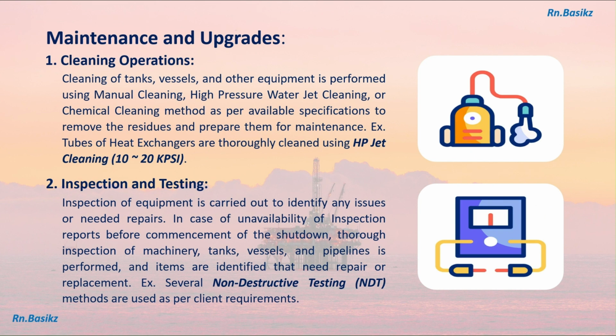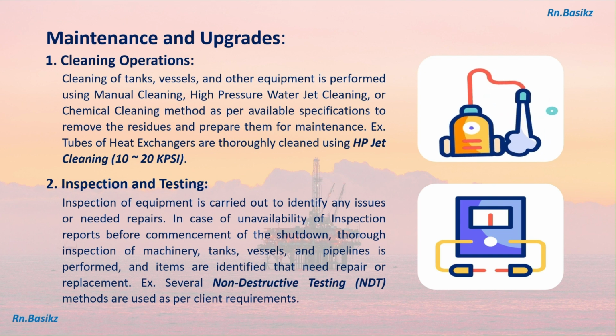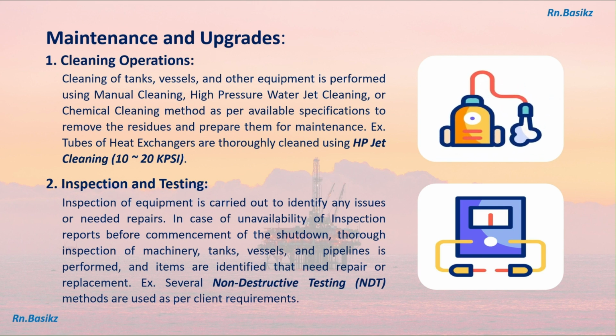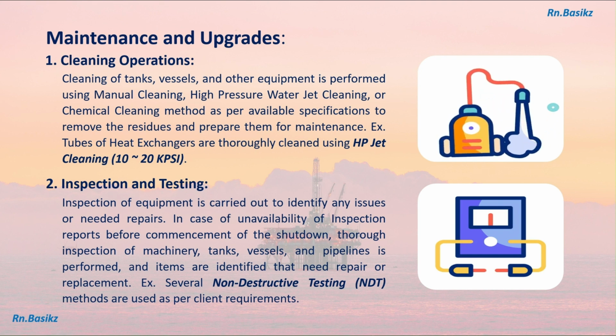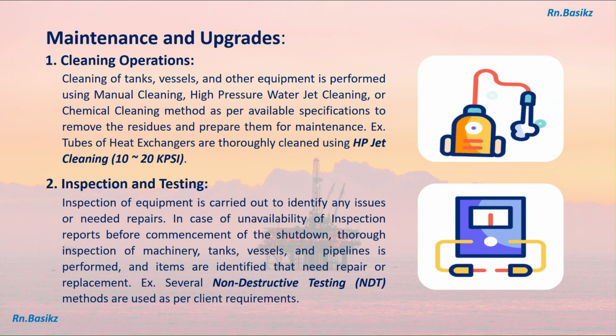In this section, we'll discuss the maintenance and upgrades part. First of all, starting with cleaning operations. Cleaning of tanks, vessels, and other equipment is performed using manual cleaning, high pressure water jet cleaning, or chemical cleaning method as per the available specification to remove the residues and prepare them for maintenance. For example, tubes of heat exchangers are thoroughly cleaned using HP jet cleaning. The pressure here varies for cleaning in the range of 10 to 20 kilo psi.